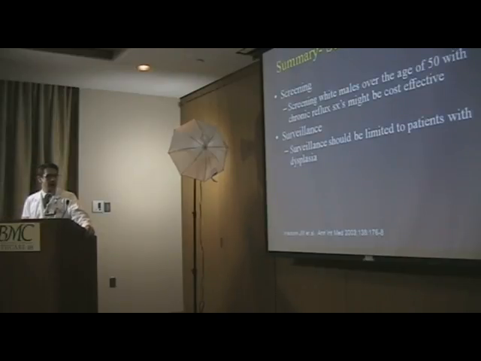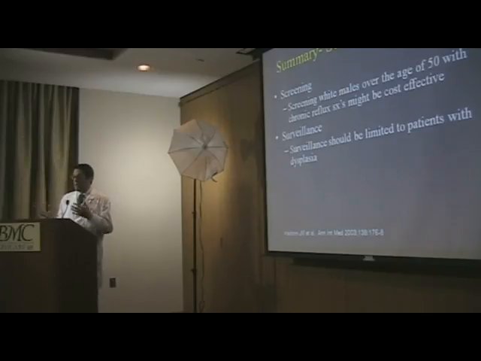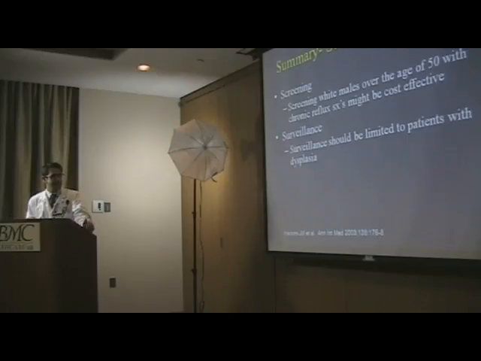And I think that obviously surveillance should be limited to those patients that have true dysplasia. So majority of your patients may have Barrett's but never have dysplasia. Well, are you going to keep surveying them? If you have a 30-year-old for the next 50 years, obviously that can be very costly and may not be of the greatest benefit.